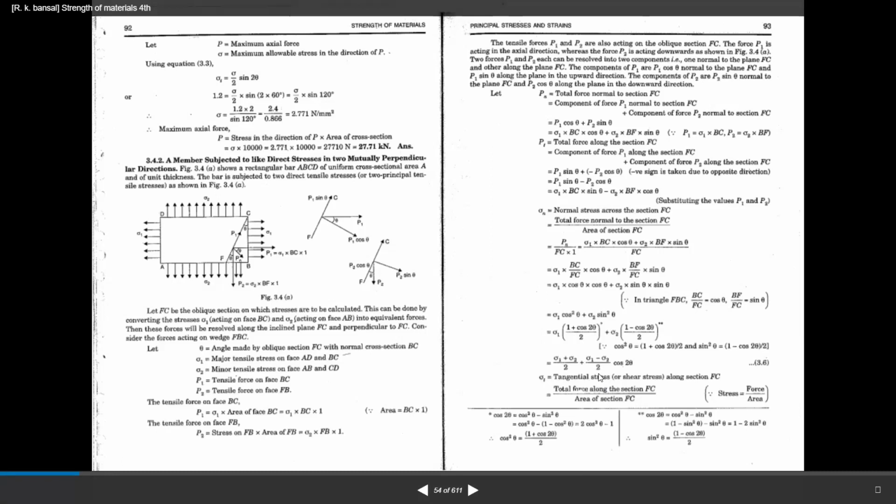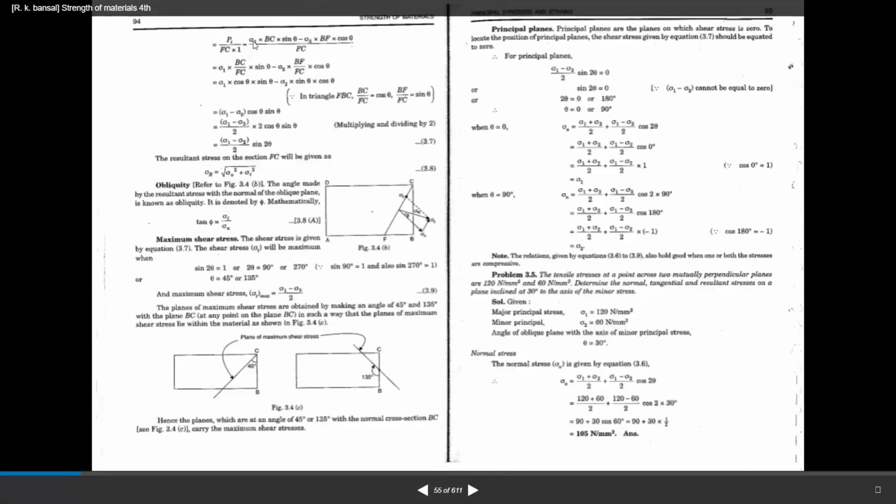The normal stress formula is sigma n equals sigma 1 plus sigma 2 by 2 plus sigma 1 minus sigma 2 by 2 into cos 2 theta. This is equation 3.6. Sigma t is the tangential stress or shear stress along section FC. See the diagram of FC. The same formula applies: stress equals force by area.